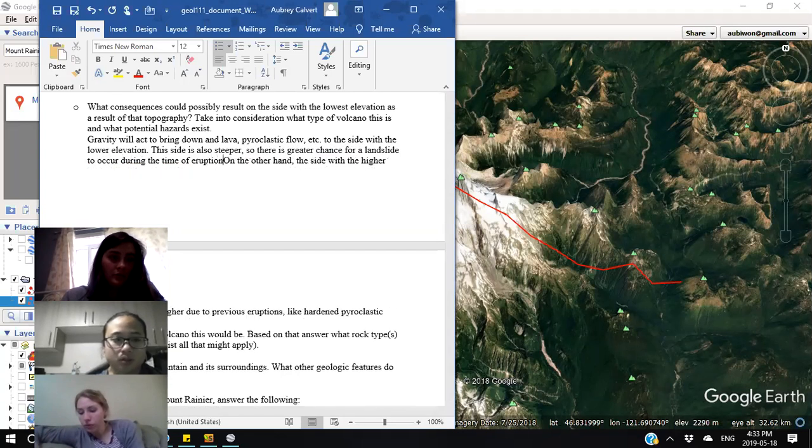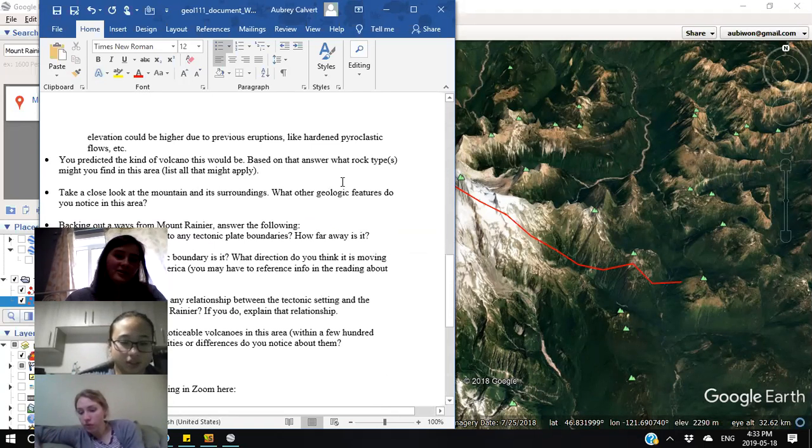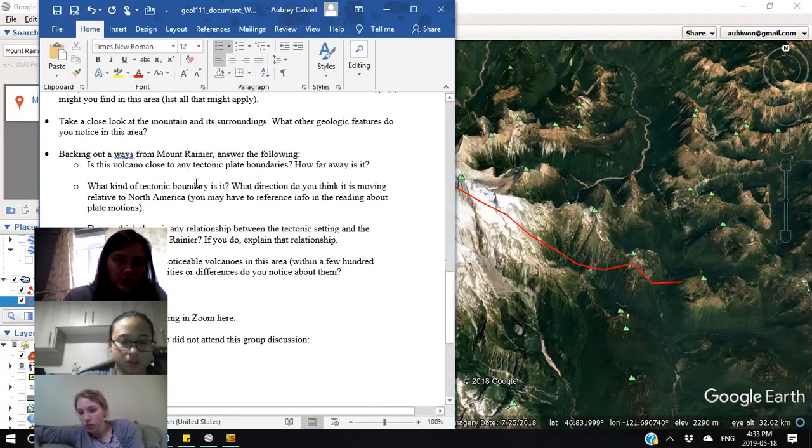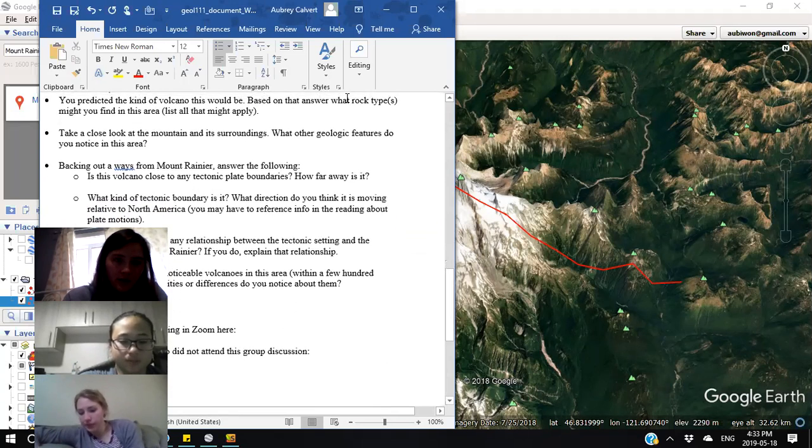We don't get good points for that answer. I don't know what is going on. Okay. Next bullet. You predicted the kind of volcano this would be. Based on that answer, what rock types might you find in this area?